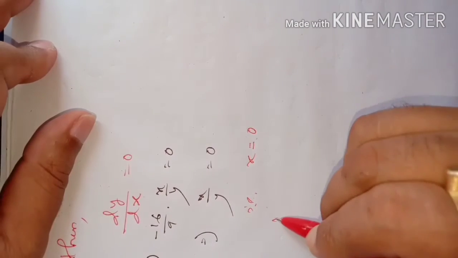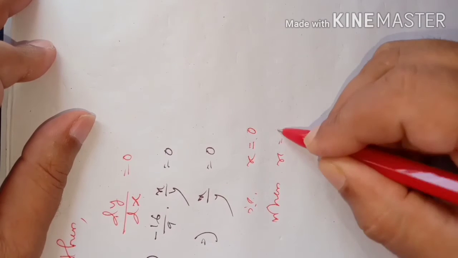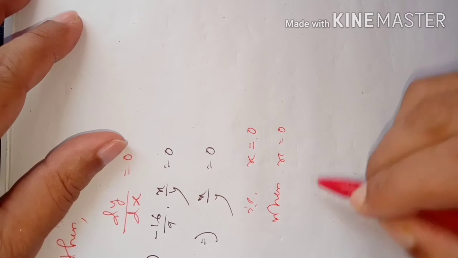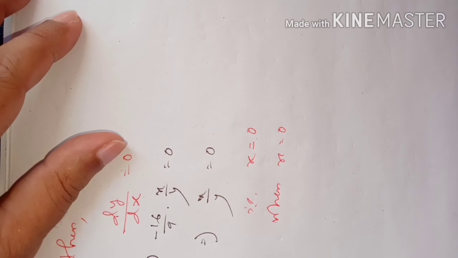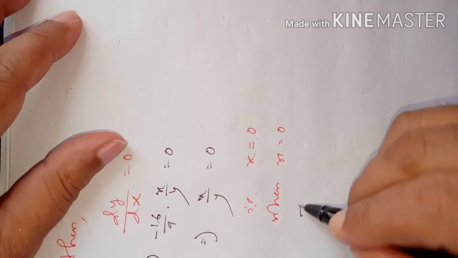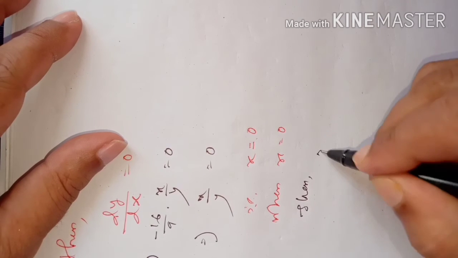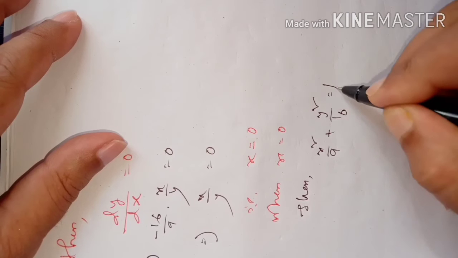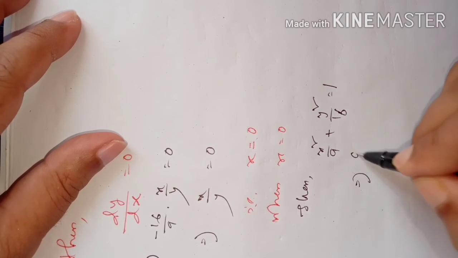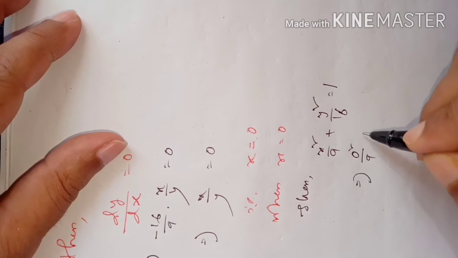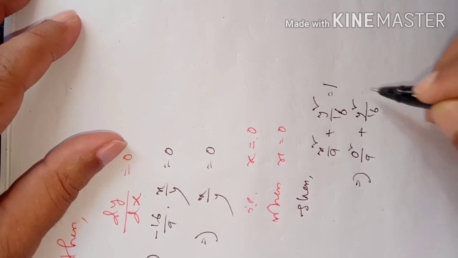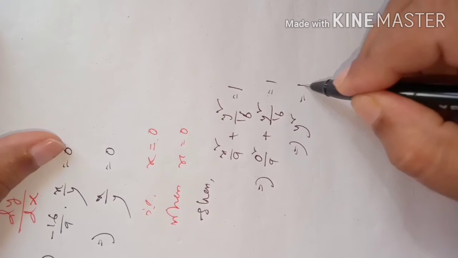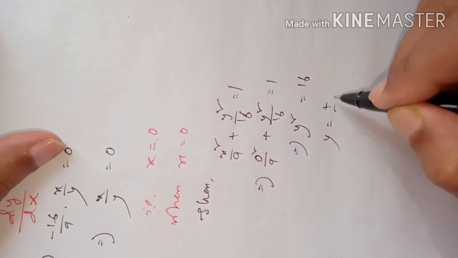So when x is equal to 0, then y, from the equation of the curve, we can find out. Then x square by 9 plus y square by 16 is equal to 1 with x as 0 gives 0 square by 9 plus y square by 16 is equal to 1. So from here what we get? Y square equal to 16, or y is equal to plus minus 4.